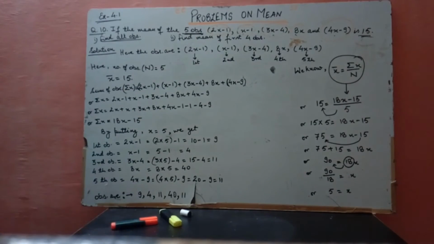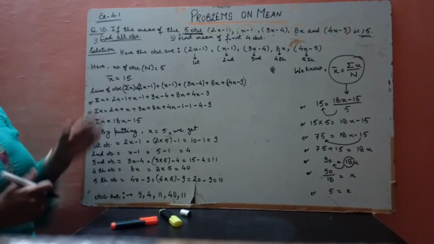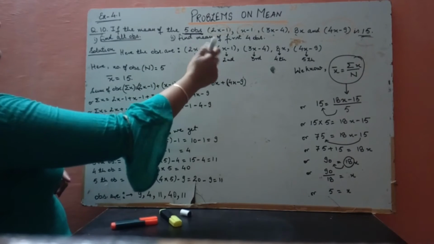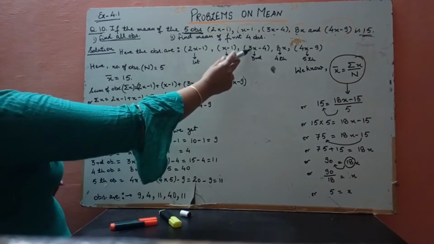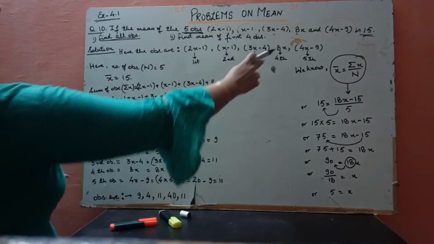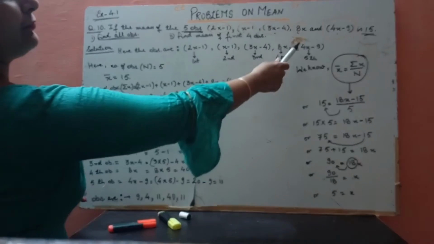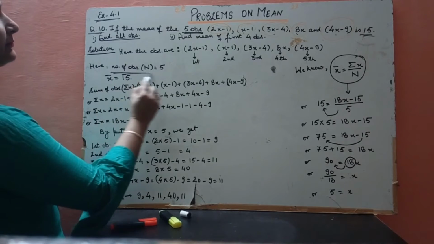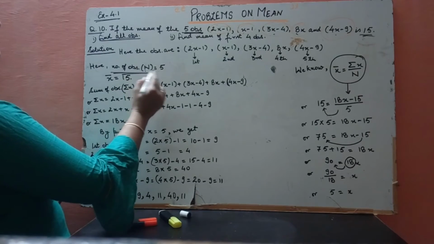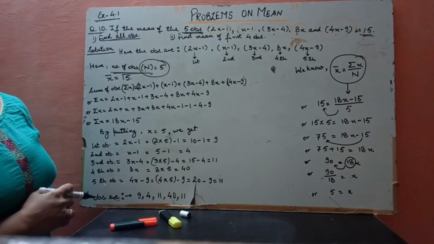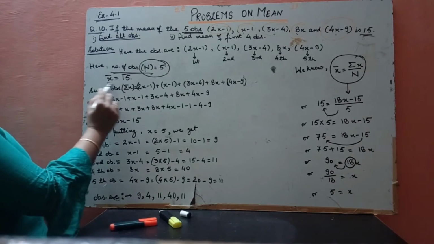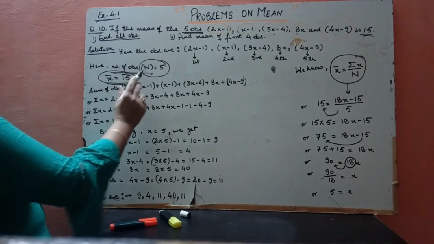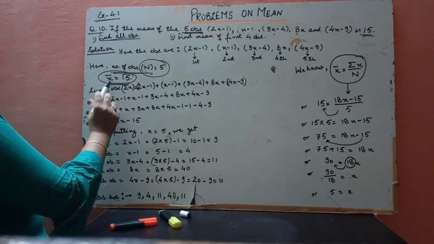So what we are getting from this question is that 2x minus 1 is the first observation, x minus 1 is the second observation, 3x minus 4 is the third observation, 8x is the fourth observation, and 4x minus 9 is the fifth observation. So what is the number of observations? Number of observations is 5. So capital N is equal to 5. The mean is 15. So we are getting x bar is equal to 15 and n is equal to 5.